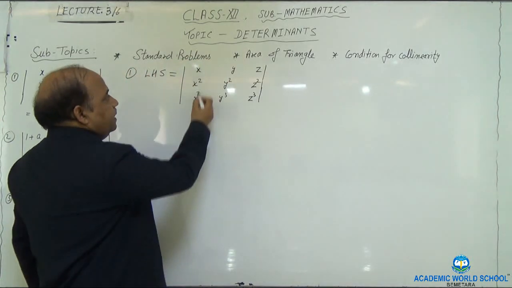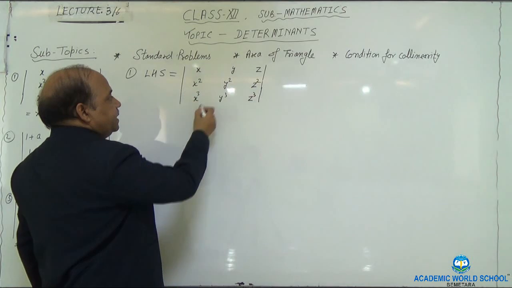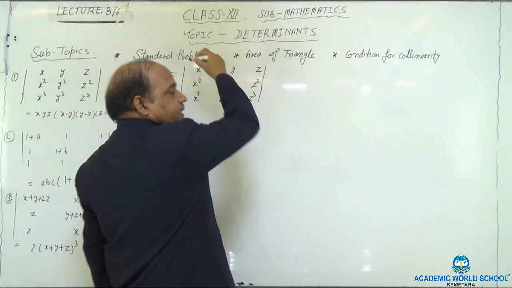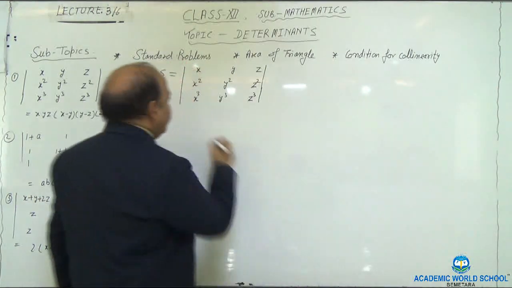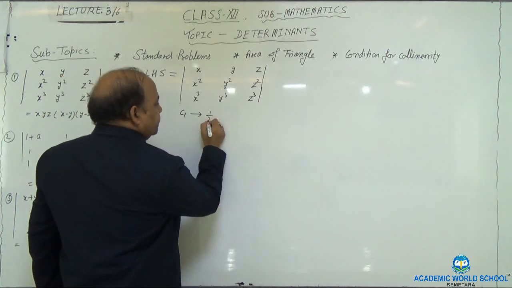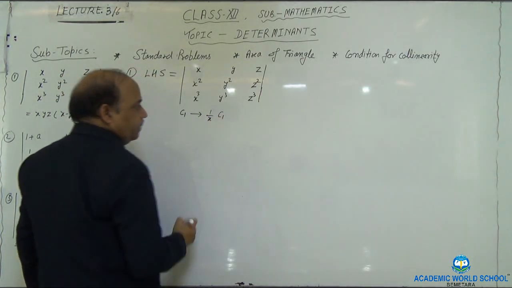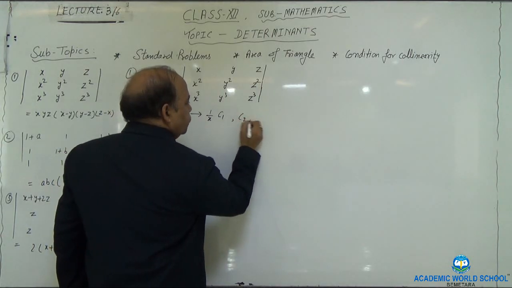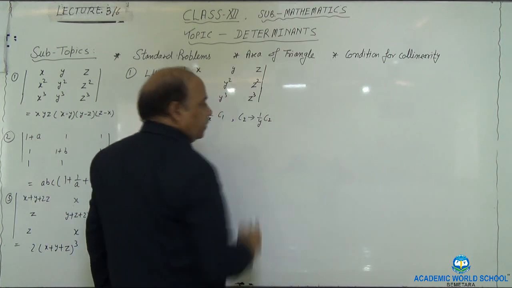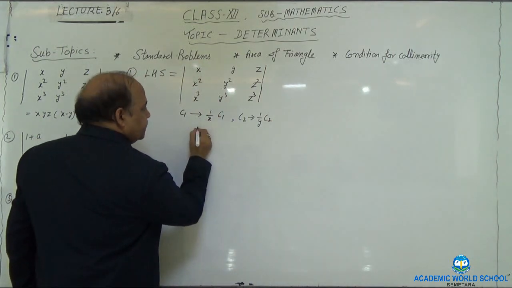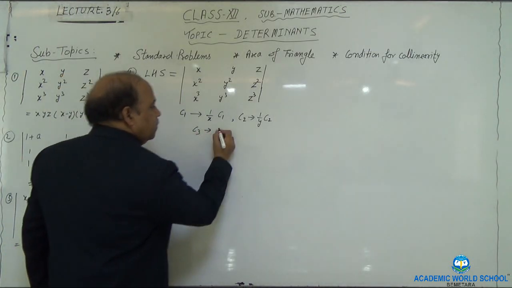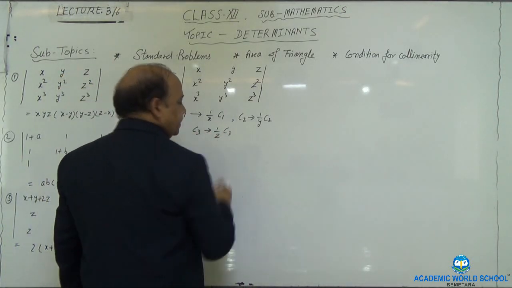You can see that in the first column from everywhere we can take x common. From here we can take y common. From here we can take z common. So what is the change we have to bring? We have to bring change in C1. We are taking x common from C1. In C2 we are taking y common from C2. And in C3, we are taking z common.